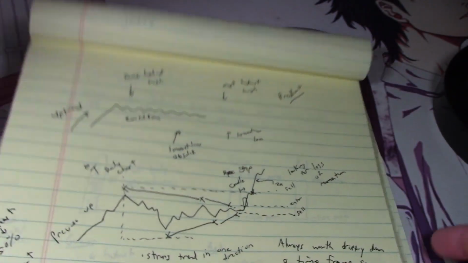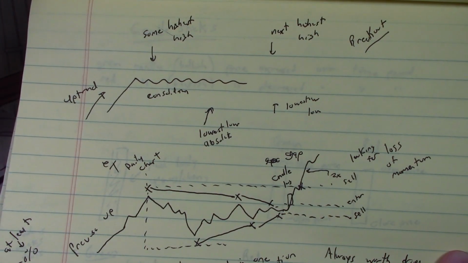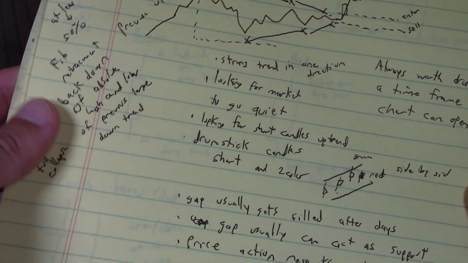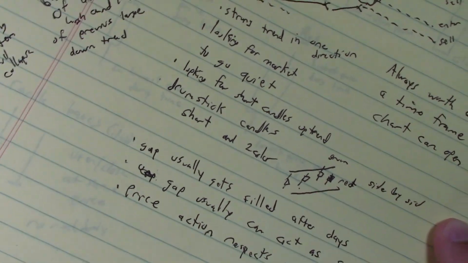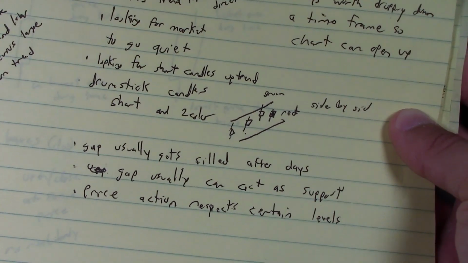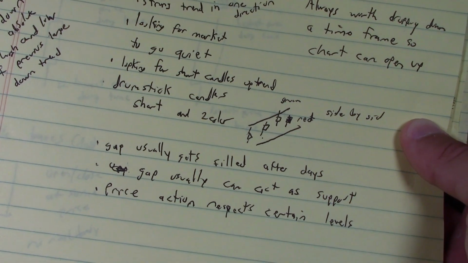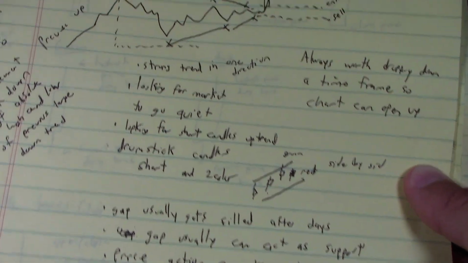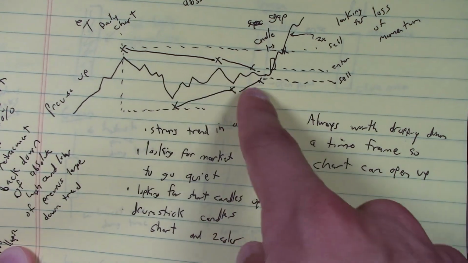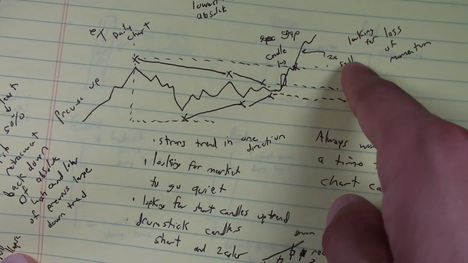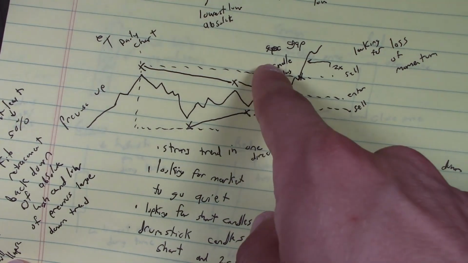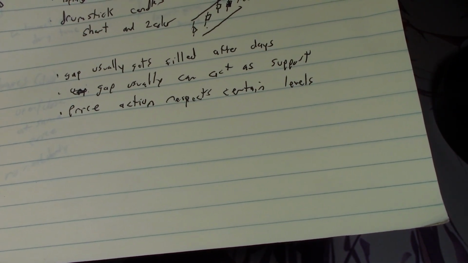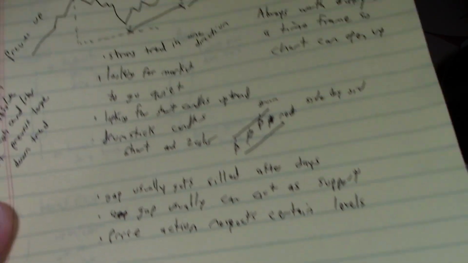Anyway, let's see what else. What is this? Uptrend, same height, consolidation. What is this? Fib retracement back down of absolute high. Long-term focus, don't trend in one direction, looking for the market to go quiet. Drumstick candles. What is this? This looks like an ascending triangle pattern, but I don't really understand what I did here. Sell, enter, sell. Looking for loss of momentum. I'm not really sure what this is. Gap usually gets filled after days. Gap usually can't connect to support.